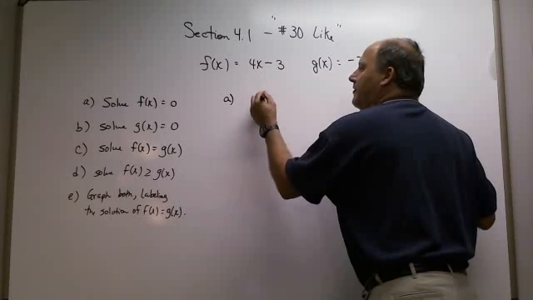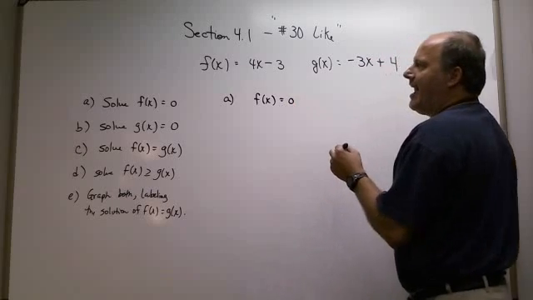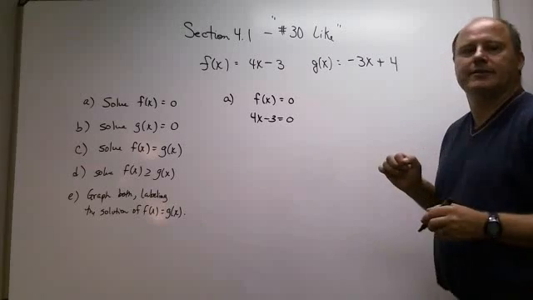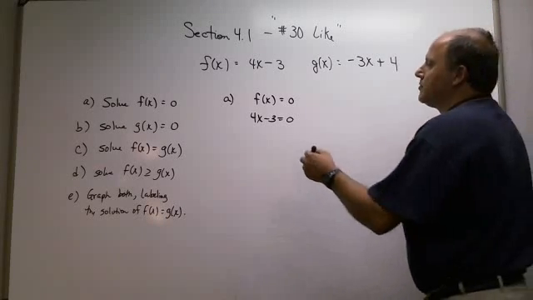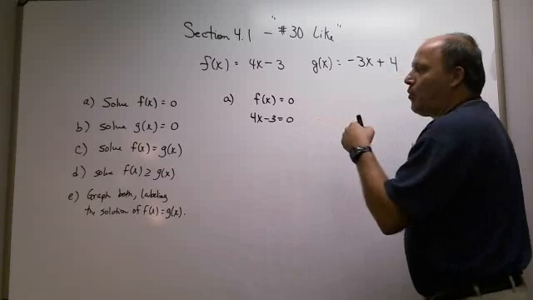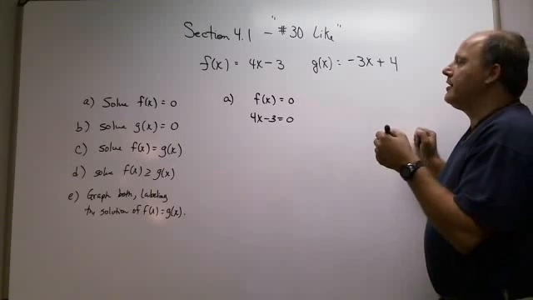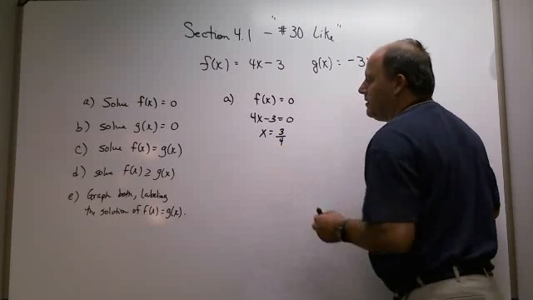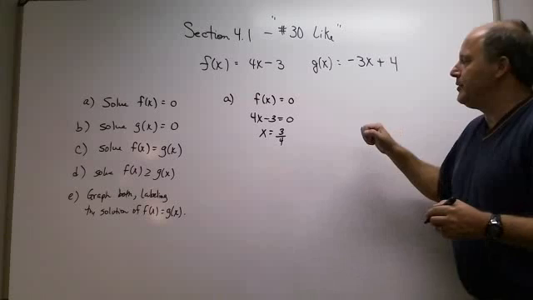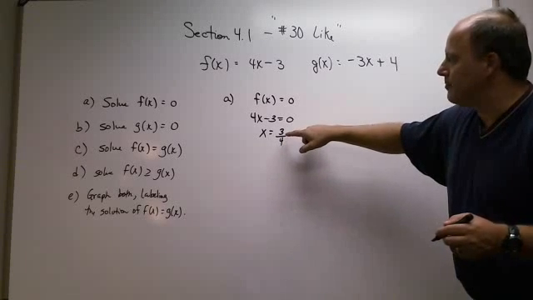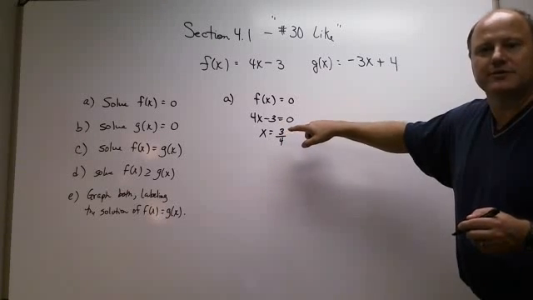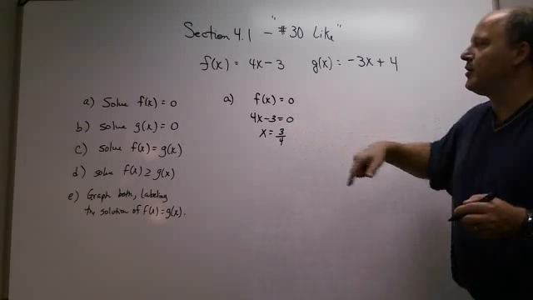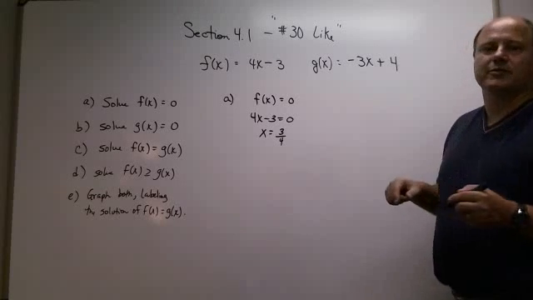If you're going to solve for f of x equals 0, what you're basically asking is, when is 4x minus 3 equal to 0? In other words, what value of x makes the y-coordinate, f of x, equal to 0? And if you solve for x, x turns out to be 3/4. So on the graph there'd be an x-intercept of 3/4, comma 0, because the y is 0. So that answers A. X is 3/4. That will make the function equal to 0.